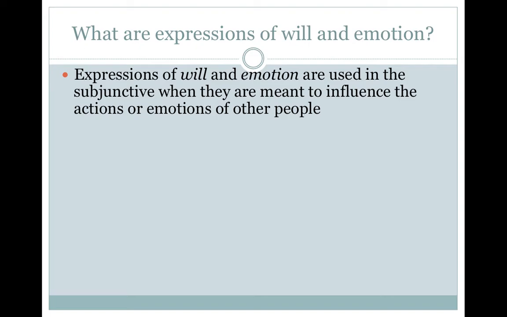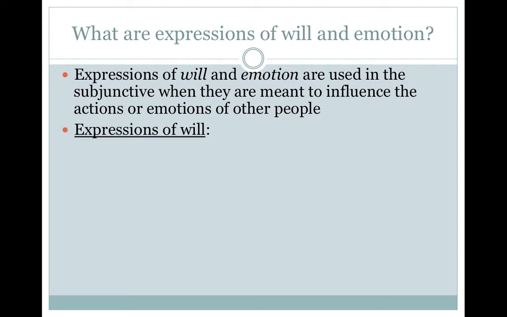Expressions of will and emotion are used in the subjunctive when they are meant to influence the actions or emotions of other people. So if you see an expression that's saying, I would be happy if you did this, we talked in the past about how would automatically leads to the conditional, but if I'm trying to influence somebody else with my emotion, it becomes the subjunctive, because that is a very subjective opinion or viewpoint.